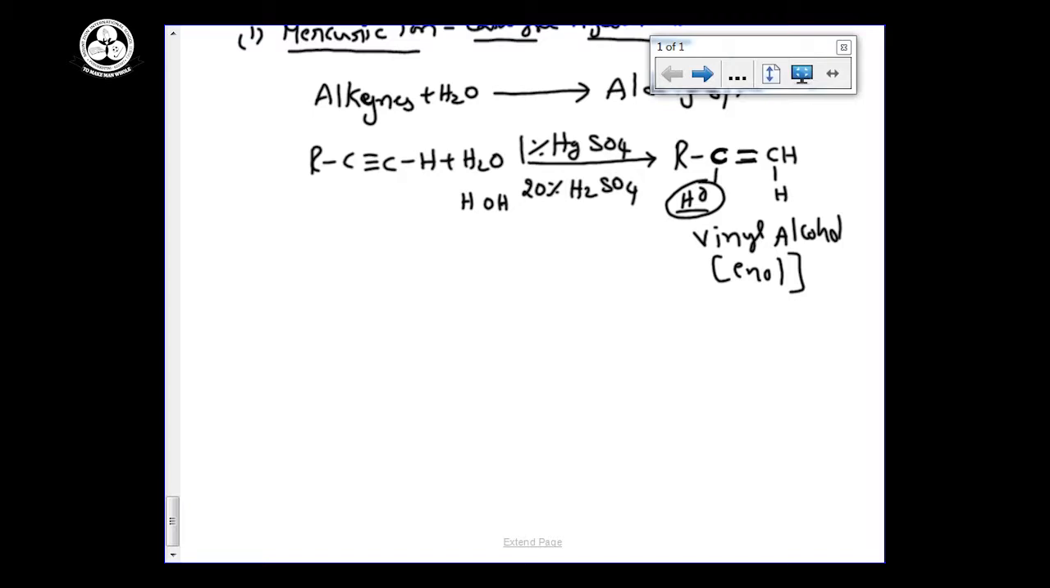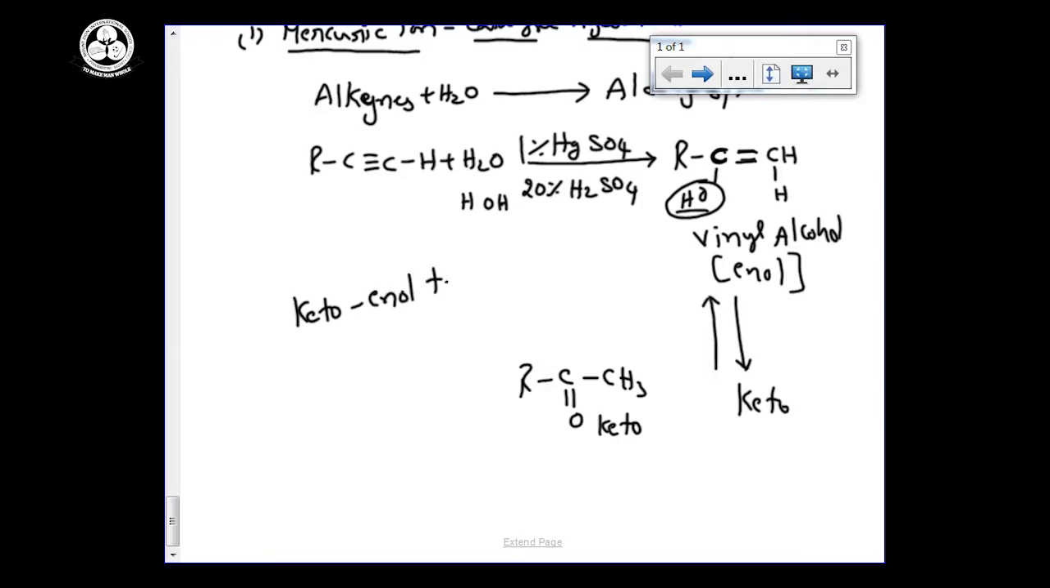Enol form is highly unstable. See the GOC I am saying. Some of the compounds can be rearranged like this. There is a rearrangement. Enol form is converted into keto form, that is R C double bond O CH. This is keto form. The conversion from enol form to keto form is called keto enol tautomerism.